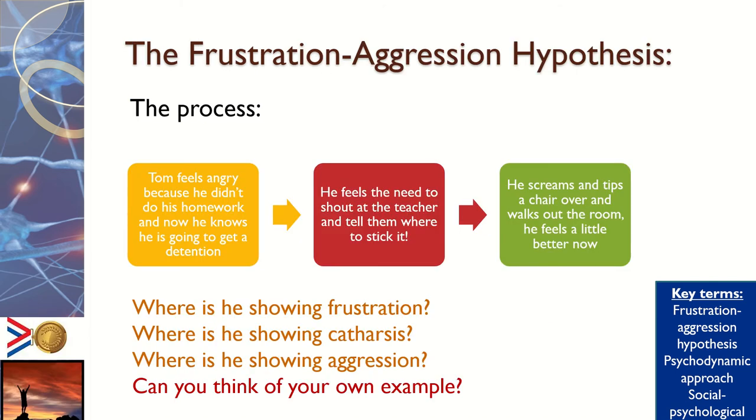Just as an example here, Tom feels angry or annoyed because he didn't do his homework, and now he's going to get detention. His annoyed feeling is that frustration. He's annoyed that he's not going to be able to achieve his goal of not getting a detention. So he feels the need to shout at his teacher and tell them where to stick it. That's him showing aggressive behaviour. He's going to scream and tip up the chairs and walk out of the room, and that's him showing aggression. The catharsis feeling is that now he's feeling a bit better because he has shown that outbreak of aggression.